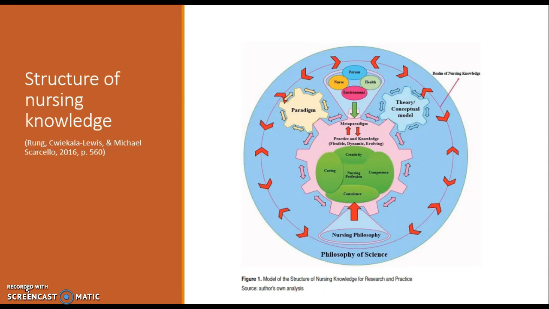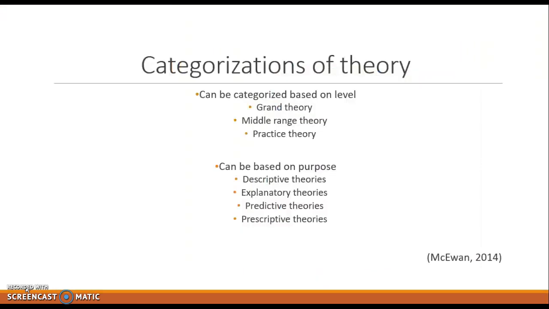It is then connected to the theory, the conceptual model, the paradigm, and of course the four main pillars of the meta paradigm, which are the person, health, nurse, and environment. And outside of all of that, circling it, is the realm of nursing knowledge. So it shows that our nursing knowledge is forever circulating around us, and we apply it where we want and get different pieces of our brains working.